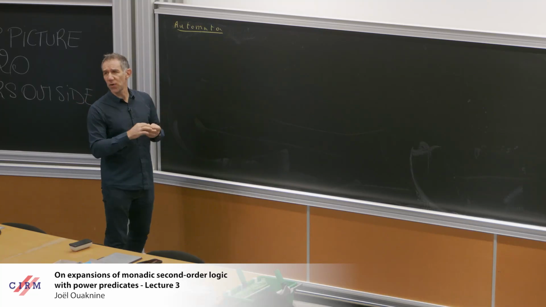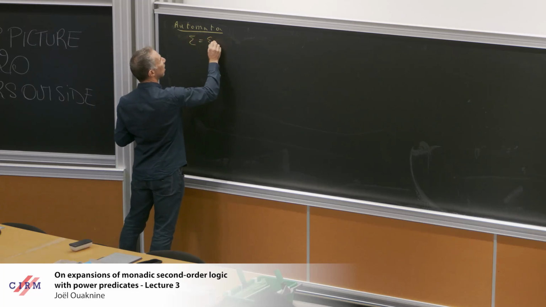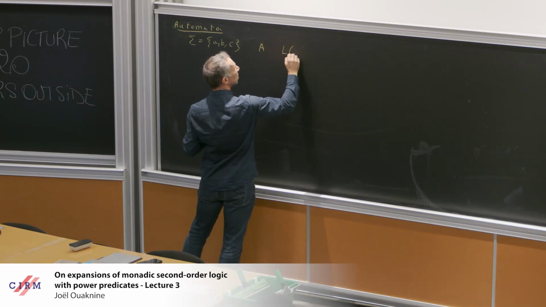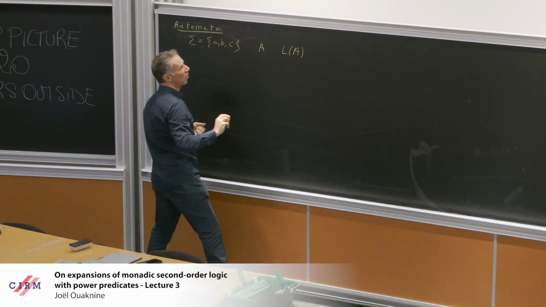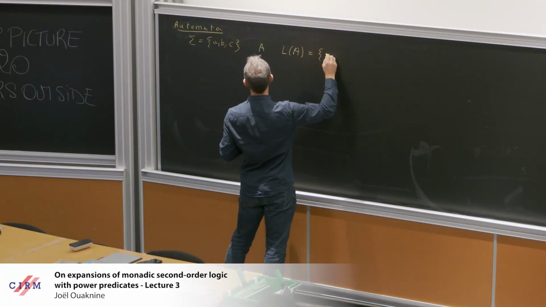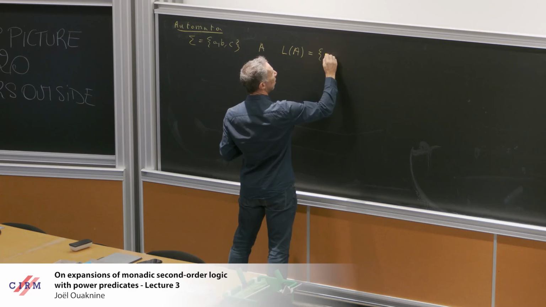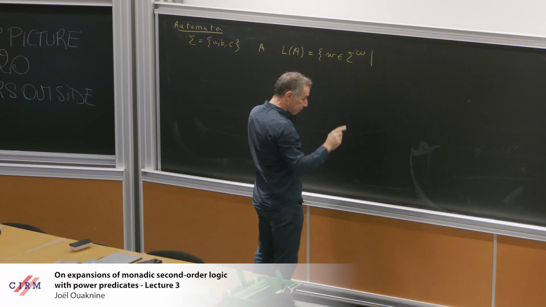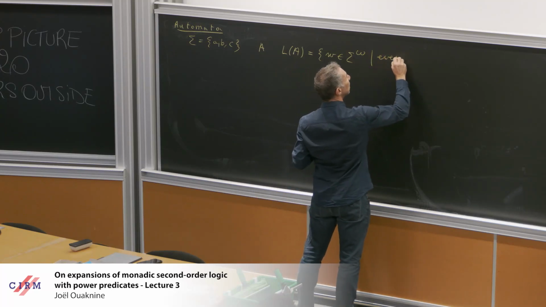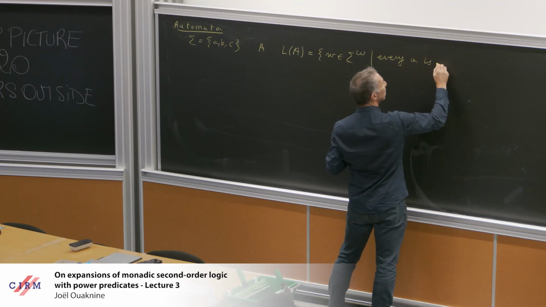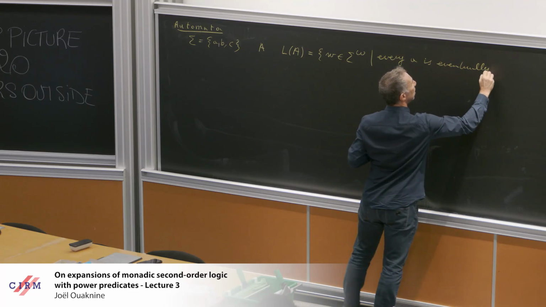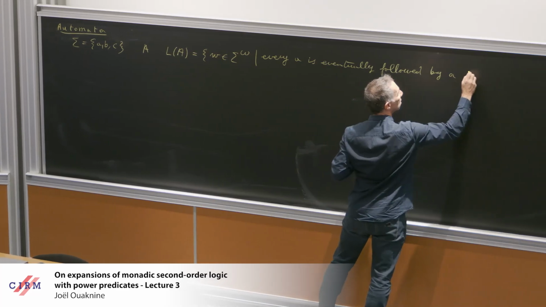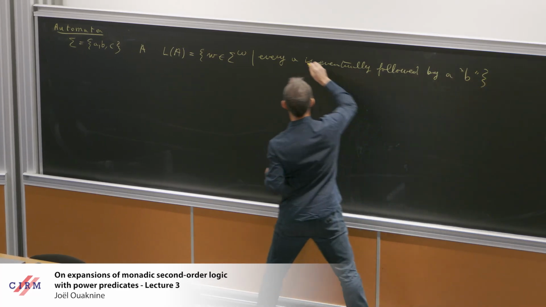So let's first try to design an automaton over an alphabet A, B, and C. I want an automaton A such that the language of A, the set of infinite words that A will accept, is the set of w in sigma to the omega such that, and I'm going to write it informally, every A is eventually followed by a B.